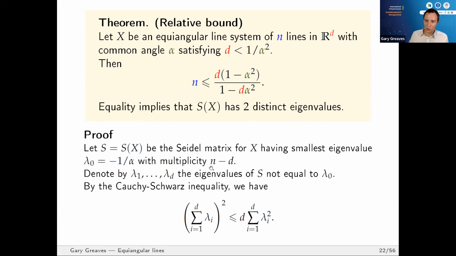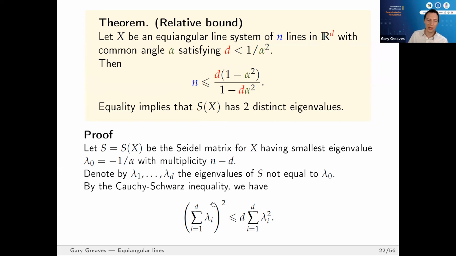And to prove this, we're going to get a Seidel matrix involved. So we're going to let S be the Seidel matrix for this system of n equiangular lines in R to the d. And we know that the smallest eigenvalue of our Seidel matrix must be -1 over alpha, and the multiplicity should be n minus d. So n minus d of our eigenvalues for S are equal to -1 over alpha. Now we can let lambda 1 up to lambda d be the other eigenvalues, the other eigenvalues not equal to lambda 0.